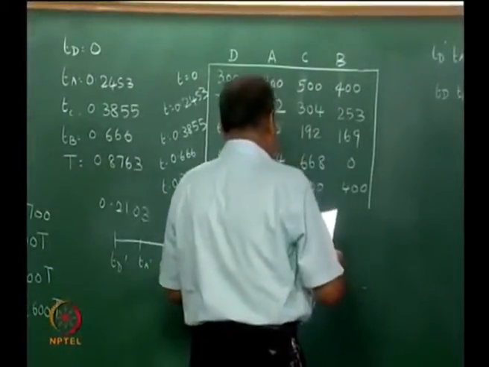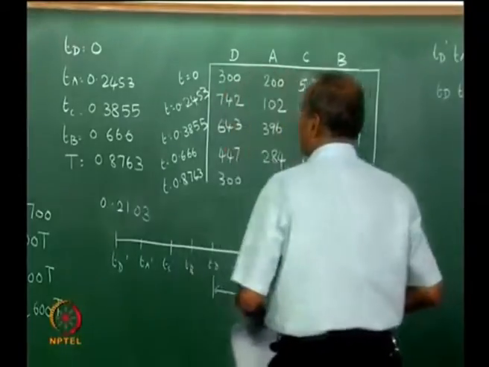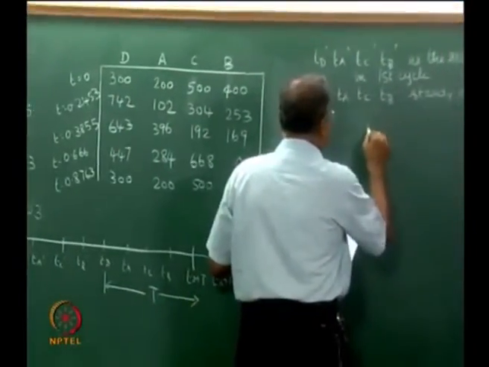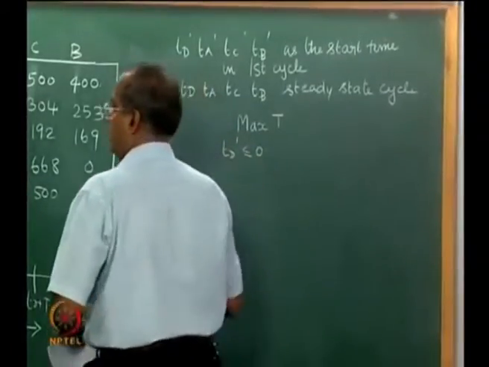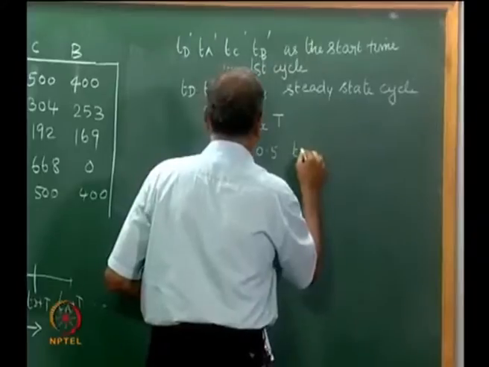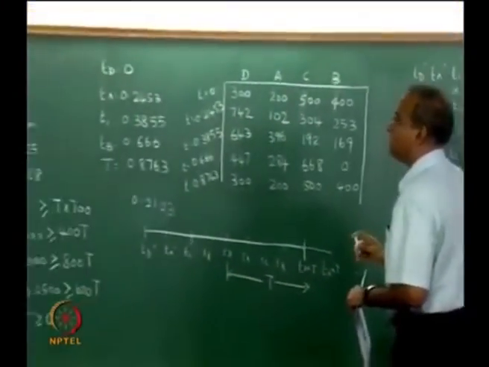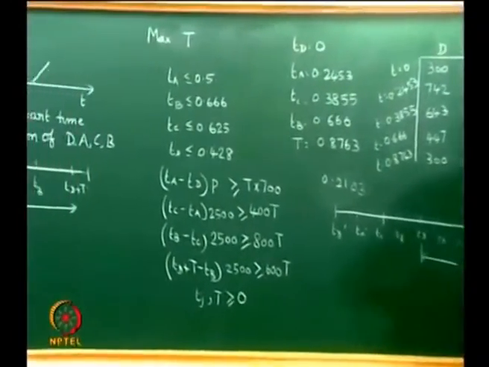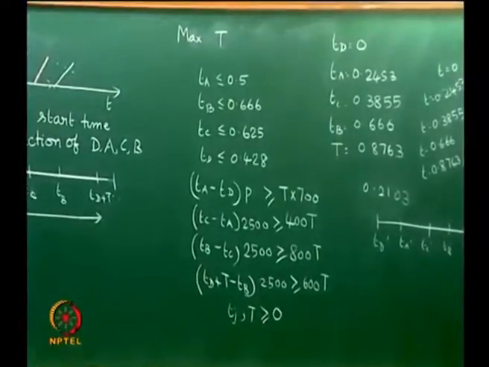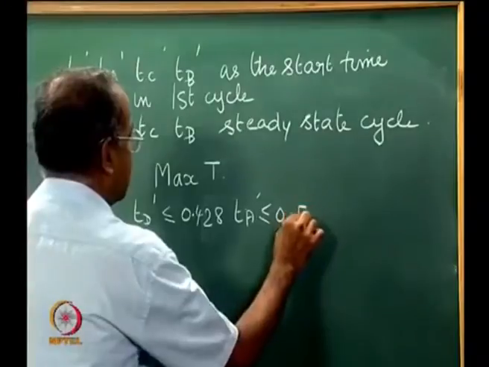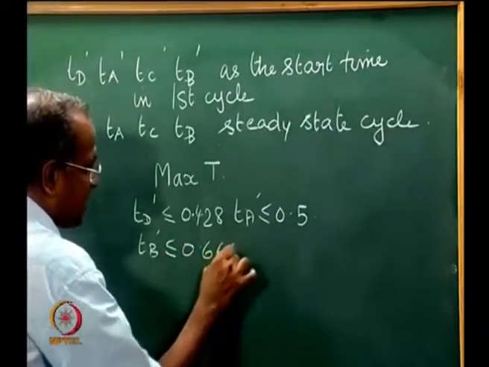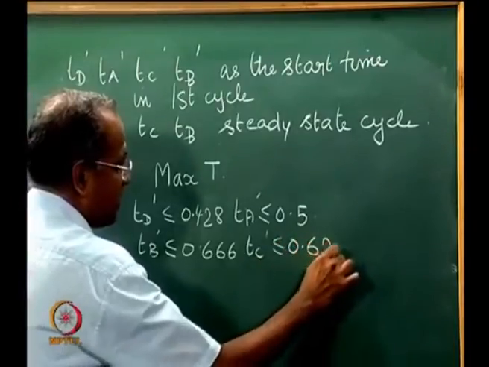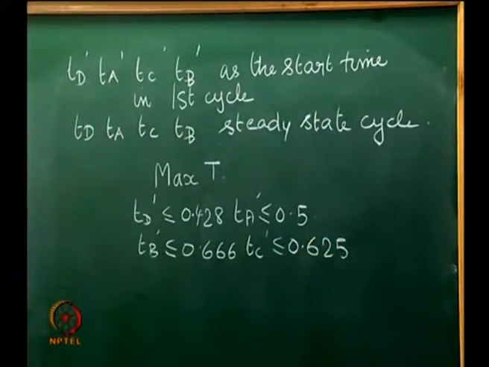You will first have TD dash less than or equal to the same maximized T, and then you will have TD dash less than or equal to 0.428, TA dash less than or equal to 0.5, TB dash less than or equal to 0.666 and TC dash less than or equal to 0.625. So the first cycle obviously has to begin before these things run out of items.